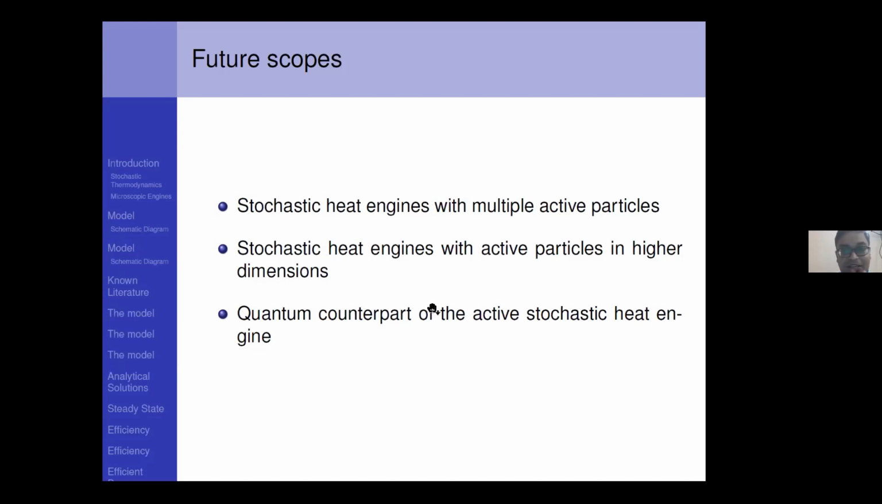Can you just repeat the question that you were asking? I was basically saying that when you do a quantum formulation, there are zero-point fluctuations and thermal fluctuations, both are there. So there will be an interplay between these two effects. Yeah, I guess that should be there. I suppose it will have some effect on the behavior of the efficiency also. Yeah, that should be a difference from the classical counterpart.